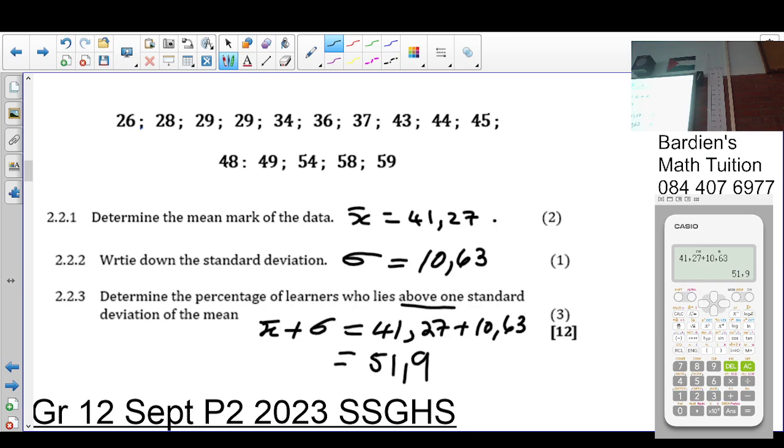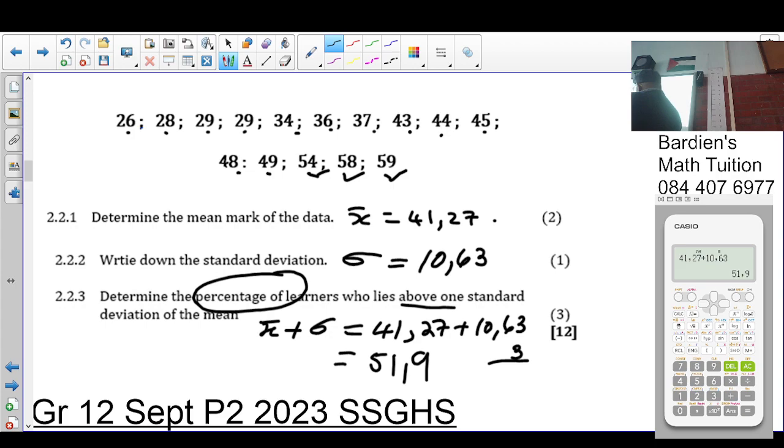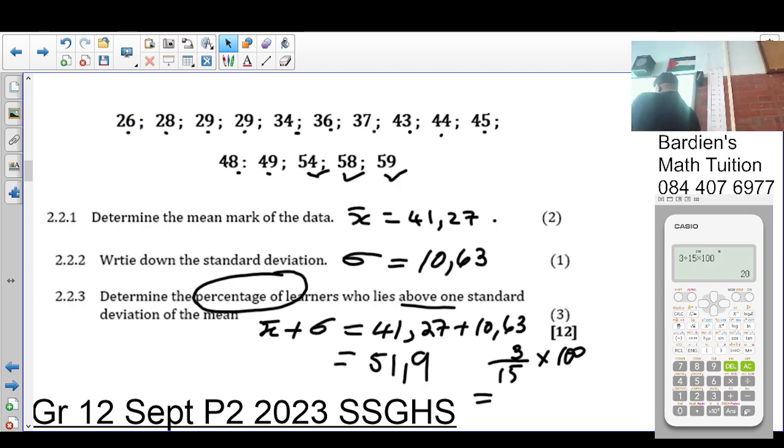Is 26 above or below? Below. 29 below. These numbers are already in ascending order, not so. So I'm looking for more than 51.9. So it's the last three values there. What's the question? They want to know the percentage. So how many are lying above? 3 out of 15, and then multiplied by 100. 3 divided by 15 times 100 gives you 20%. 20% of these values are lying above 1 standard deviation of the mean.